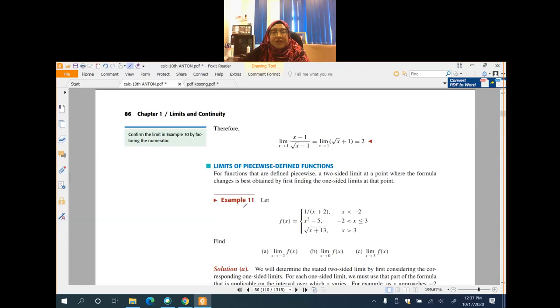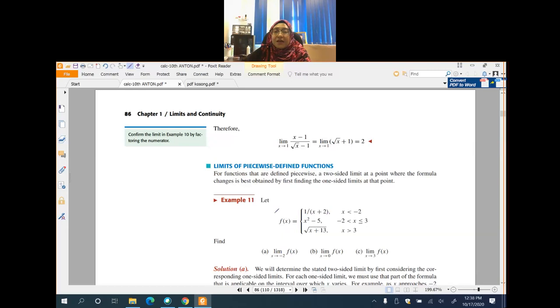Okay, and then example 11. 11 is a step function, or some of you might call it piecewise defined function. They are the same. Whether you call it step function or piecewise. Okay, so f(x) is 1 divided by x plus 2, x squared minus 5, and square root of x plus 13. Okay, so there are three functions here which define the original f(x).